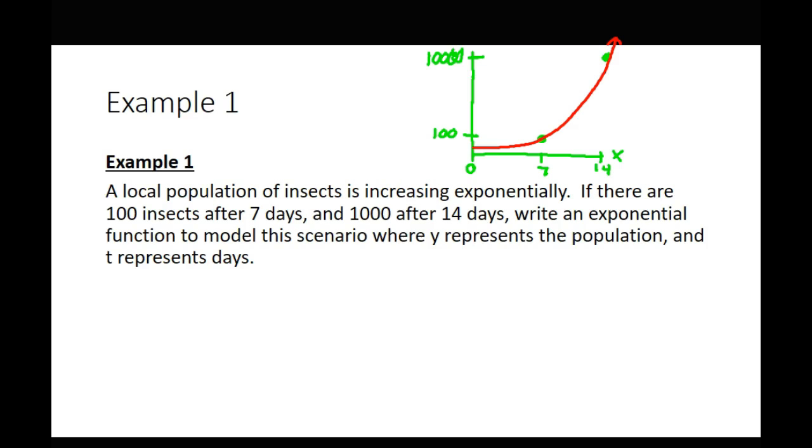Now, a good way to start here is to, once again, this part is not necessary either, but it's a nice way to organize your data just so things make a little bit more sense. We have some x values and some y values. We know that when x is 7, y is 100, right? 7 days, 100 insects, and then 14 days is 1,000.